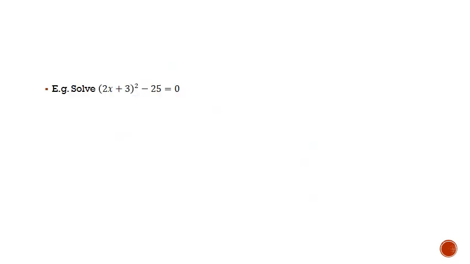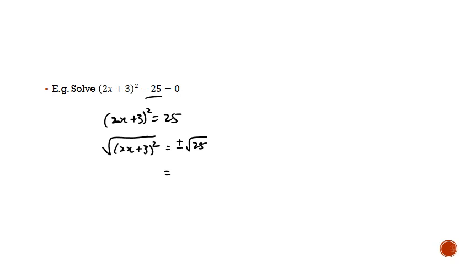Alright, let's see how this works. So, solve (2x plus 3) all squared minus 25 equals 0. You firstly move the number to the other side, so then we get a 25. There's a squared on the left hand side, so we square root it. Now remember, before you do any of this, move all the numbers across to the other side first before you do the square root, otherwise it doesn't work. As I said before, you have both a positive and a negative solution, so don't forget to put the plus or minus in.